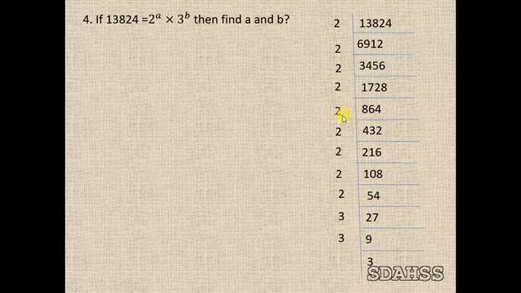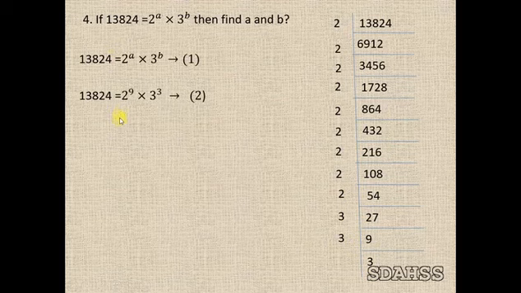Then it is divisible by 2 table. Then you will get 432. Again it is divisible by 2 table. Then you will get 216. Then divide by 2 table, then you will get 108. Again it is divisible by 2 table, then you will get 54. Then again it is divisible by 2 table, you will get 27. 27 can be divided by 3 table, then you will get 9. 9 can be divided by 3 table, then you will get 3.